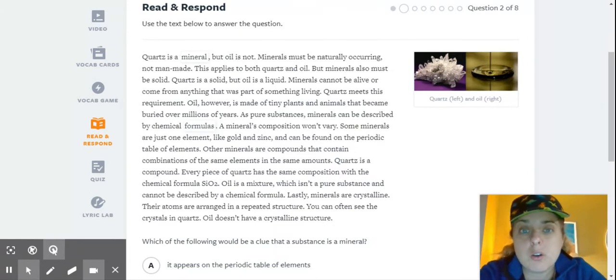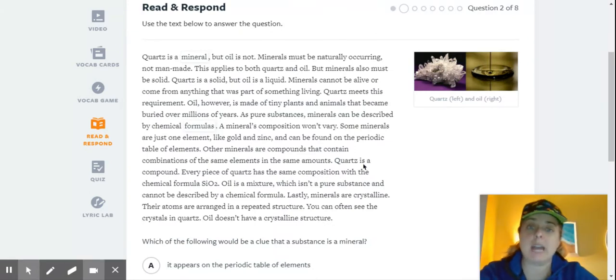Let's take a look at one more text and let's look at it the way that iReady does. So iReady has you read it first and then look at the question below.